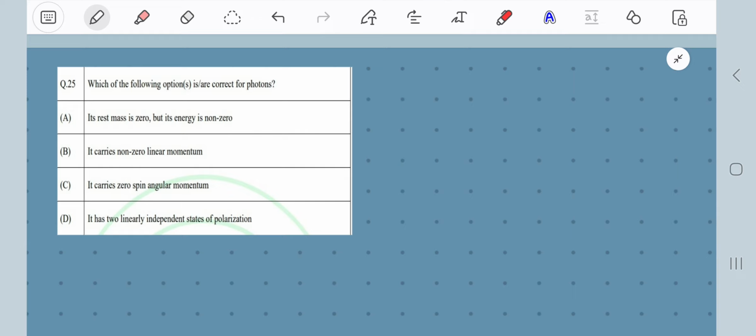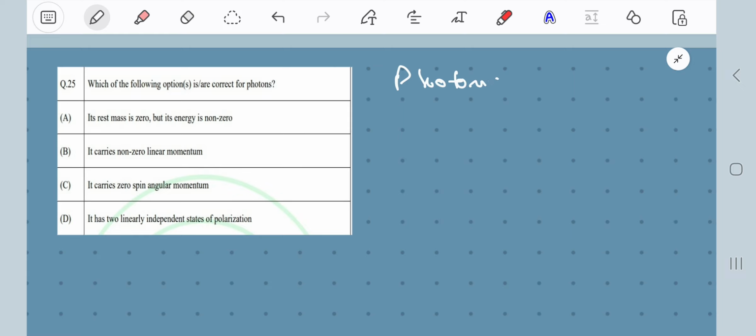Fine, it carries non-zero linear momentum, it carries 0 spin angular momentum, and it has two linearly independent states of polarization. Fine. What do we know about photons? That is the first thing which we need to keep in mind. Then the solution to this problem is very easy. Okay, so what are photons?